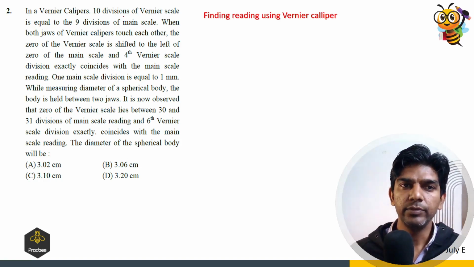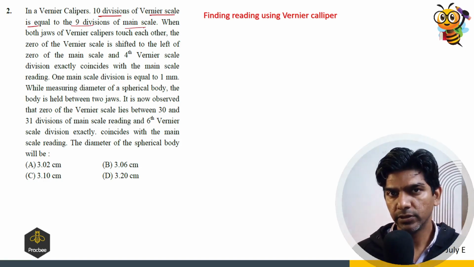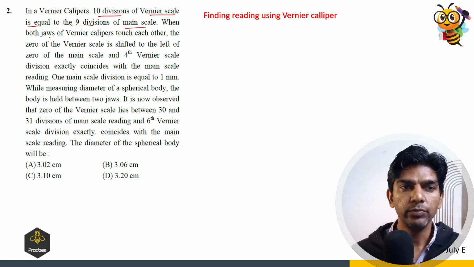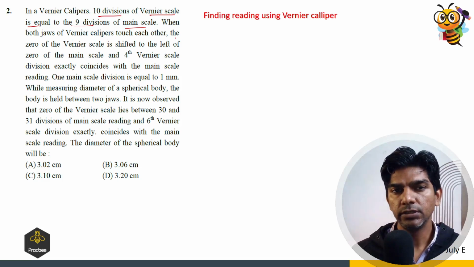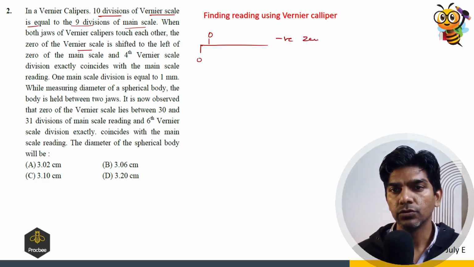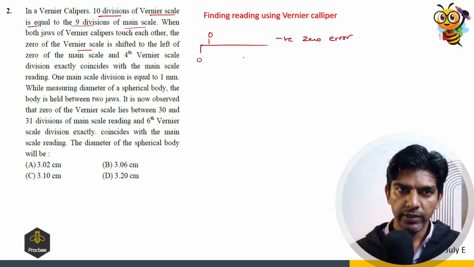In a Vernier caliper, 10 divisions of the Vernier scale equal 9 divisions of the main scale. So this will give us the relation between Vernier scale division and the main scale division. When both jaws of the Vernier caliper touch each other, the zero of the Vernier scale is shifted to the left of the zero of the main scale. So zero of the Vernier scale is to the left of the zero of the main scale. So it means we have negative zero error. So how can we find the negative zero error?